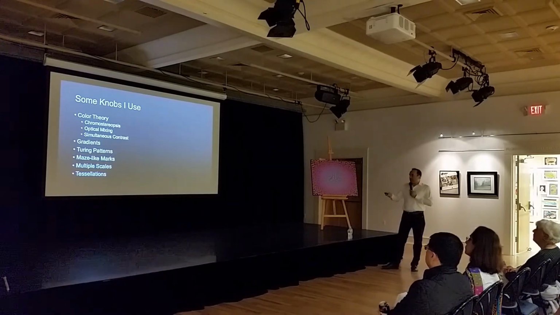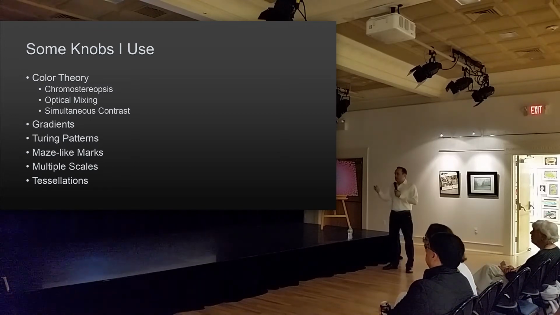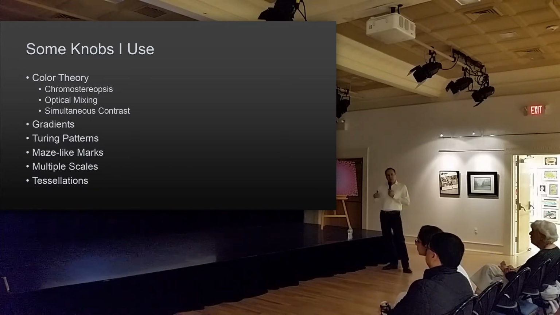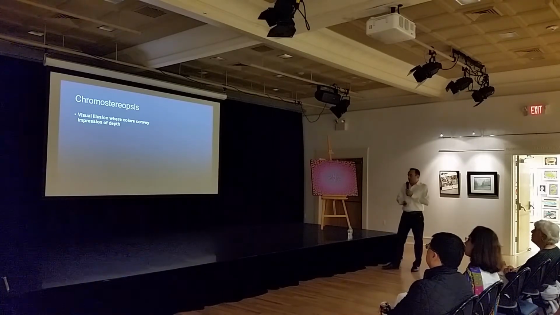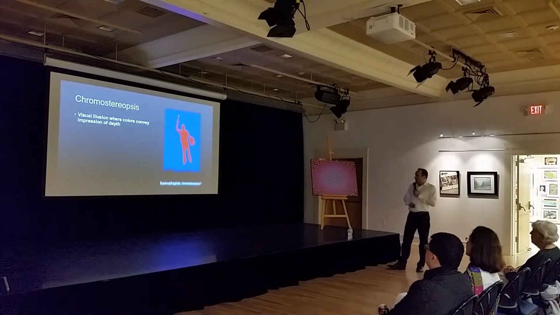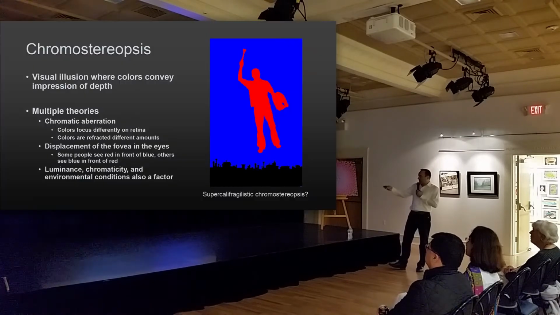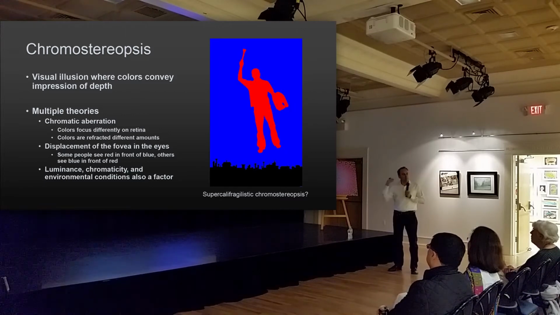Some of the knobs that I work with are color theory, and I'll go through a couple of these. Gradients of color. I've spoken about Turing patterns, these maze-like marks, various scales, and tessellations. So this first term, chromostereopsis, is really an atrocious kind of term. It's a visual illusion where colors convey a sense of depth. But since it's an atrocious term, with apologies to Mary Poppins, we have supercalifragilistic chromostereopsis, where various different colors appear to have a different level of depth.